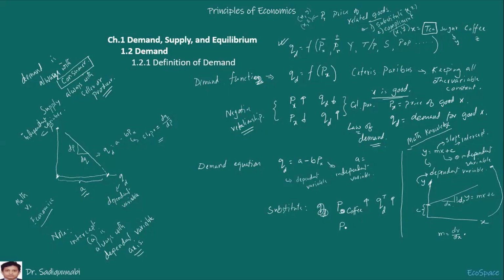When the price of coffee decreases, the demand for tea decreases. So that's why the relationship between QD as a function of PR is positive. So for the function, the change, F prime, meaning dQ/dPR, is positive.